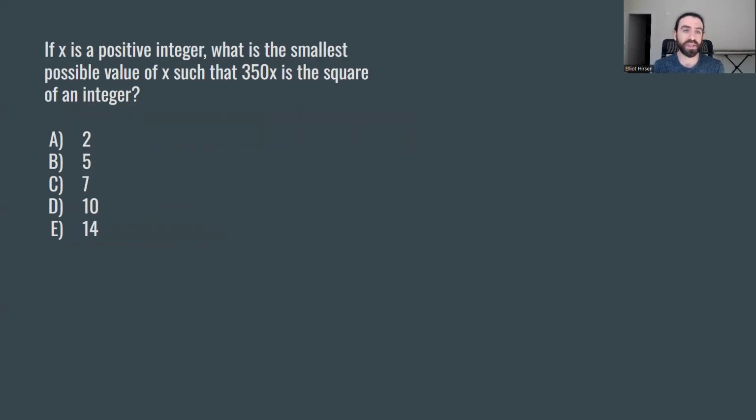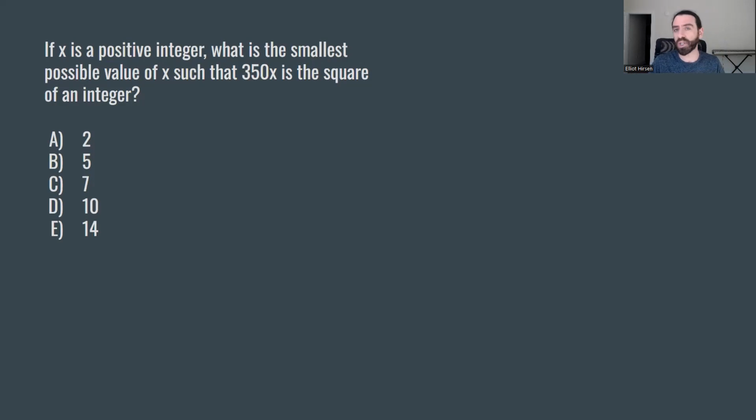All right, so this one says, if x is a positive integer, what's the smallest possible value of x such that 350x is the square of an integer? We should be recognizing here within the first few seconds, we have number properties, integer properties going on. Happens in a lot of questions where they tell us that something is a positive integer. Means we're going to be dealing with the properties of those positive integers.